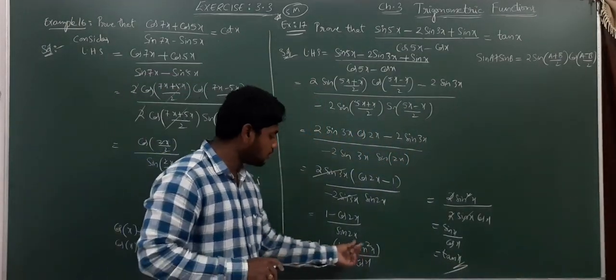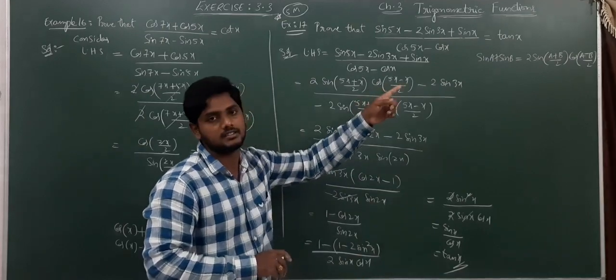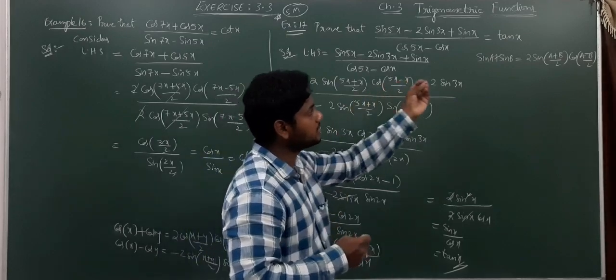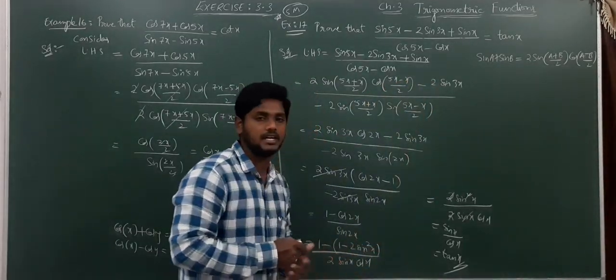But if you substitute 2 cos square x minus 1, we won't get that RHS. Another result may come. But the procedure is correct only. With respect to that RHS, we need to substitute our required formula.